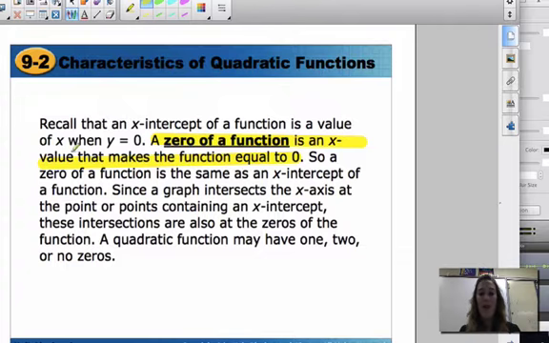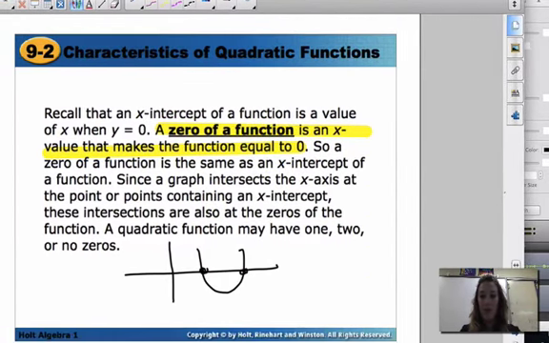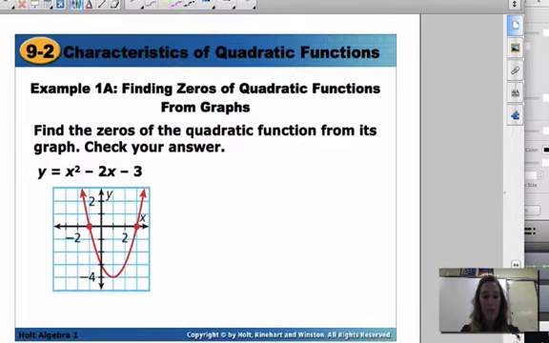So go ahead and add this to your words worth knowing part in your notebook. Really what this means is we are trying to find where the graph crosses the x-axis. That is the zero of a function. To find the zero of a graph, what you need to do is just look at the graph and see where it appears to be crossing.